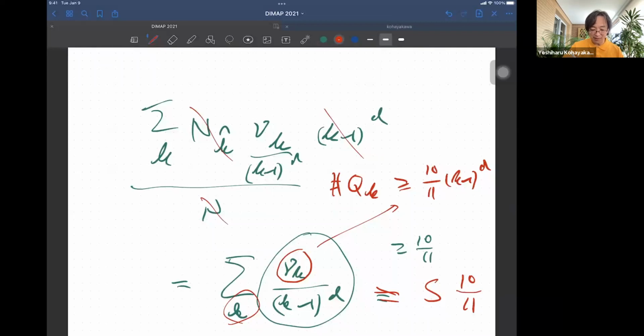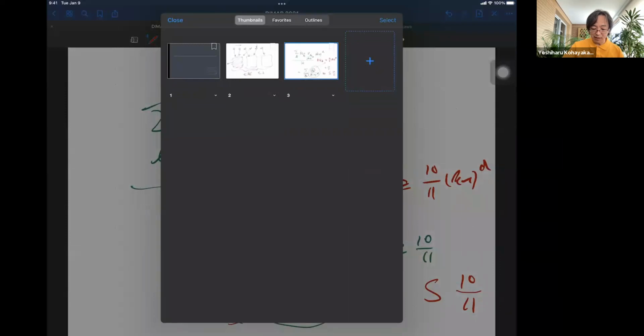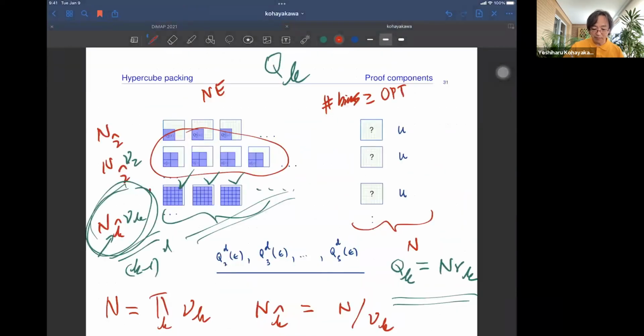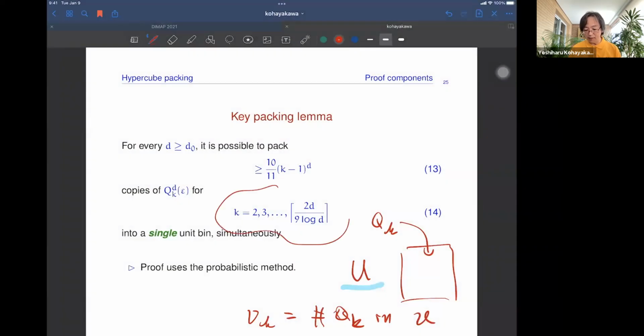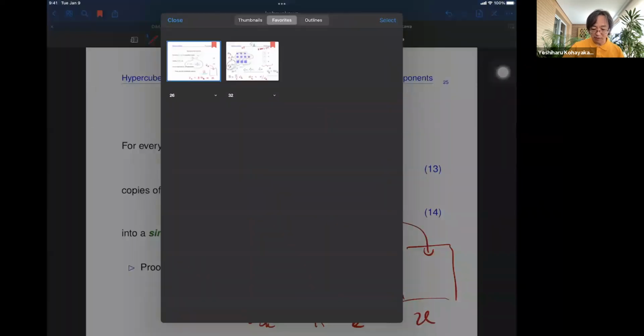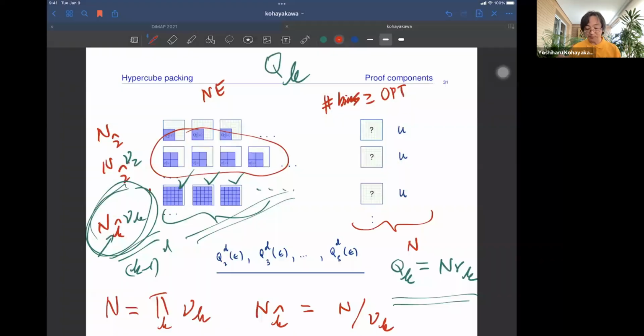So let me see. Where is the lemma? Again, the lemma said that I could fit for each of these Ks, 10 over 11 K minus 1 to the D QKs, right? So that summation involved this 2D over 9 log D values of K. Right. I hope that gave some idea of how this calculation goes.